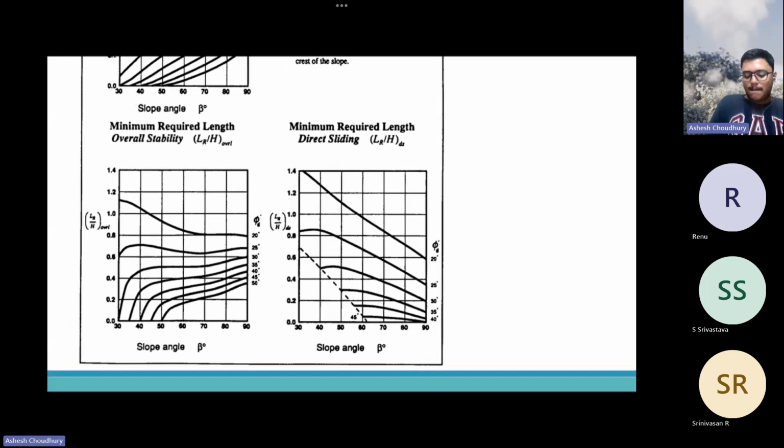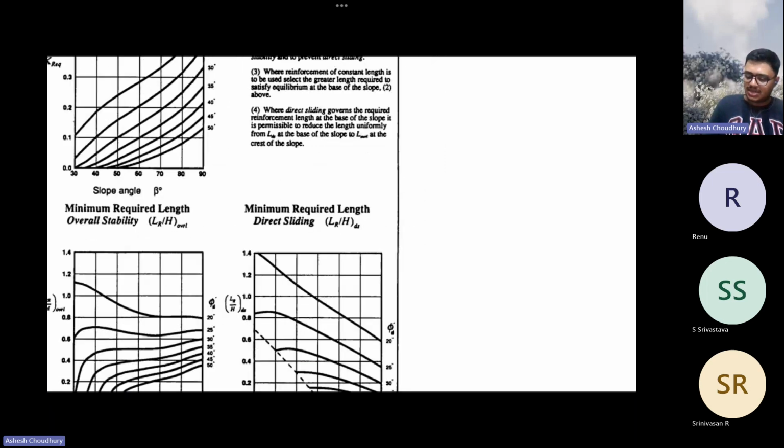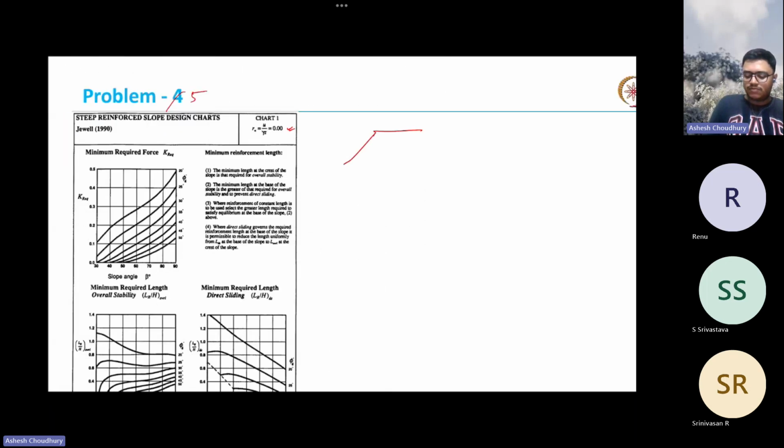The second is the length requirement, so LR by H, considering the overall stability criteria. There is the overall stability criteria and one is the direct sliding. So you have two criteria: one is the overall stability of the complete reinforced slope, and the other is direct sliding. So this is the reinforced slope, and some soil is there here also.